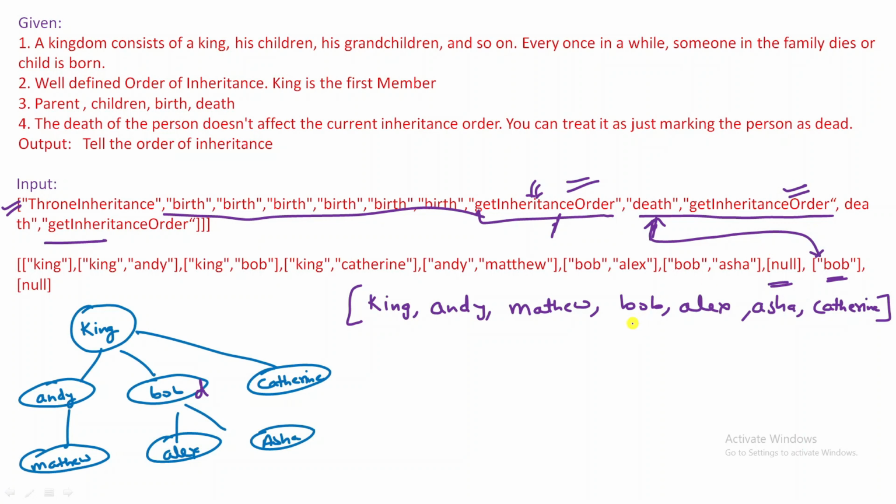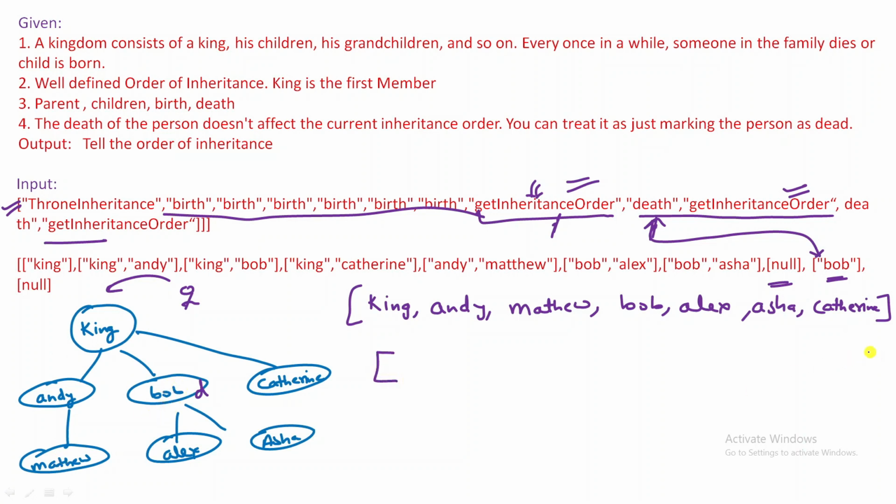Okay, so this Bob has died. Now what will be the order of inheritance? The question means that let's say all these persons were alive, then after some time Bob also died. Then someone comes to the king and asks, what will be the order of inheritance, can you tell me? Because Bob has died.